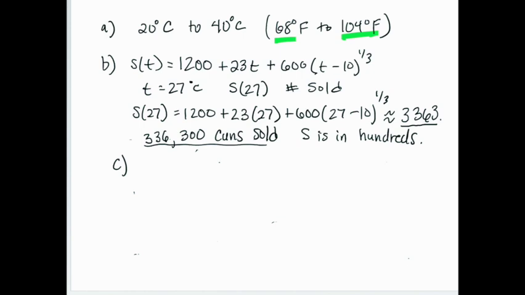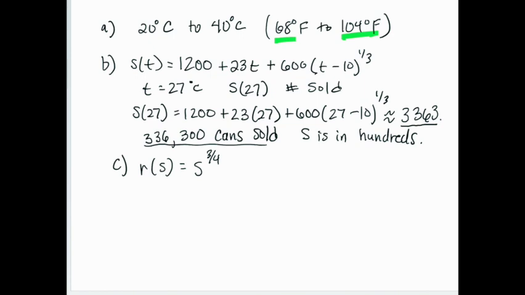Okay, let's look at part C. Part C said how many cans are recycled when the temperature is 27 degrees. And our function R is the numbers sold. You plug in the numbers sold to the function R, and then you take the numbers sold and you raise it to the 3/4 power. So the number sold is 336,300.